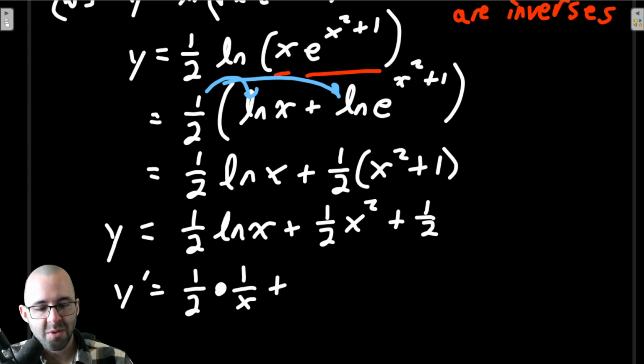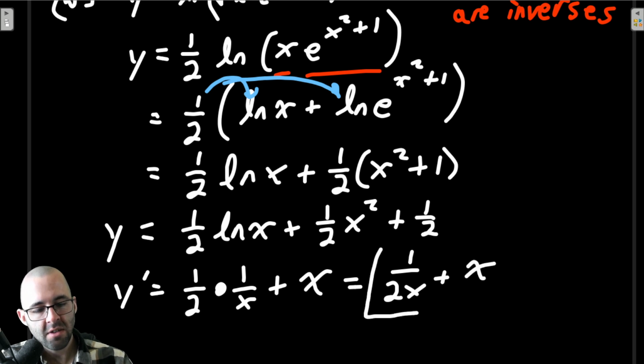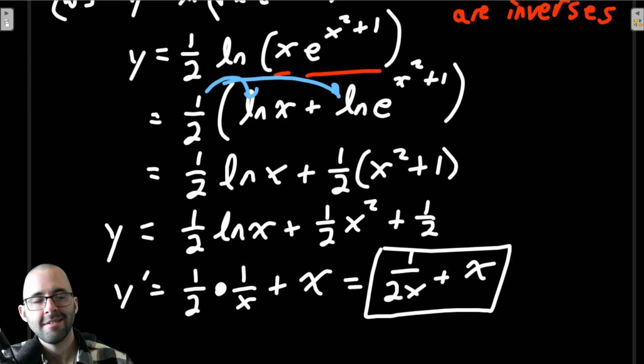And 1/2 x squared, derivative is just x. Derivative of the last guy is 0. So we're really just left with 1 over 2x plus x. Just like that. Enjoy.